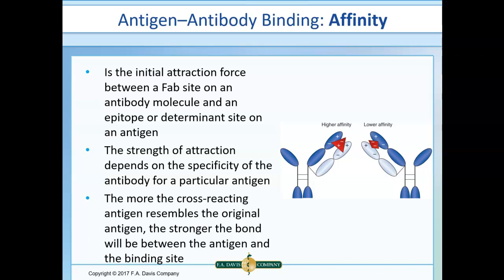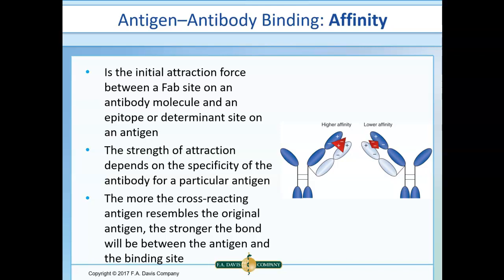When it comes to antigen-antibody binding, first we look at the affinity. The affinity is the initial attraction force between the Fab site on an antibody molecule and the epitope or determinant site on the antigen. So that is essentially where those Fab hands that I always mention in class grab onto that antigen. So what is the attraction? How well do they fit together?